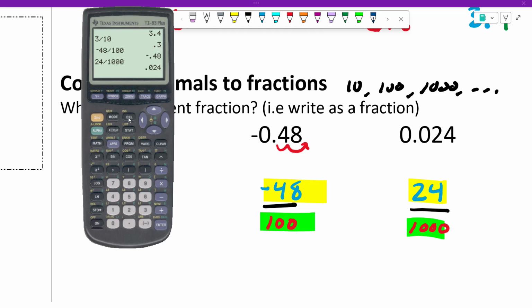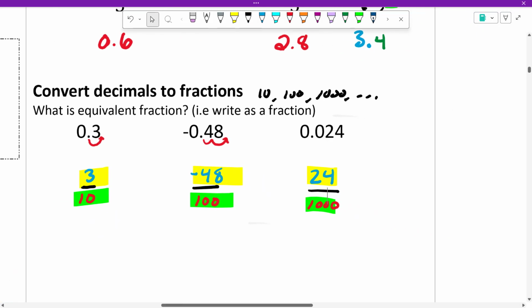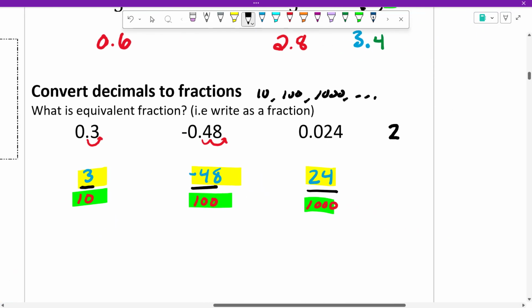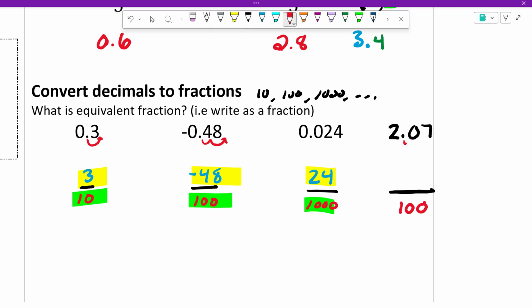Okay? Let's throw a twist in there. Let's do another one. What if I gave you 2.07? I want you to write that as a fraction. What's the denominator? How many zeros should the number have? Oh, 2. It looks a little different, but the rule is still the same. 2 places after the dot, 100.